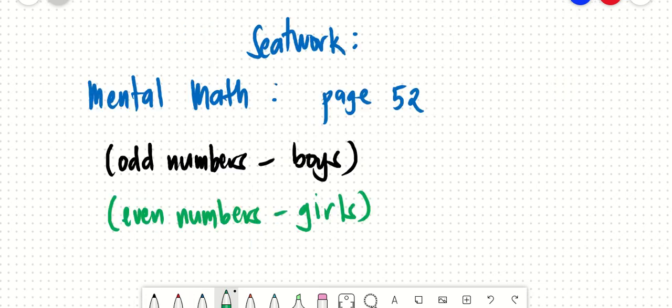Okay, so for your seat work, do mental math on page 52, odd numbers for the boys and even numbers for the girls, answers only.